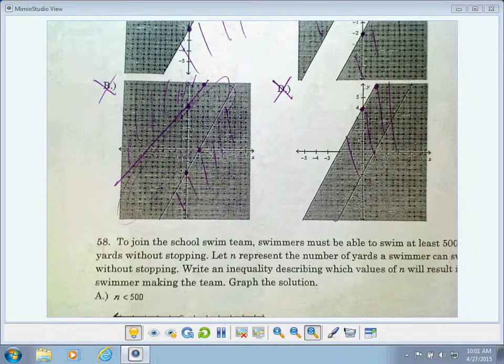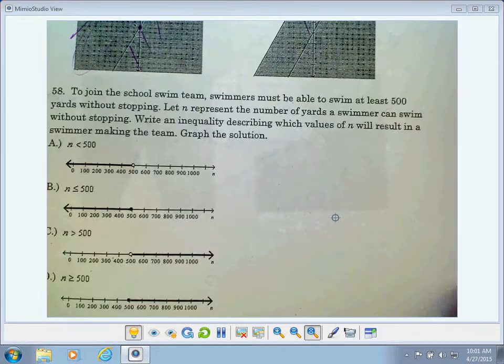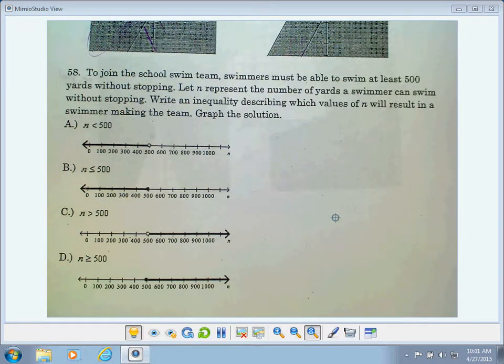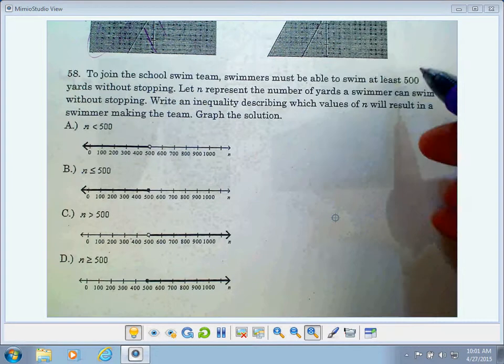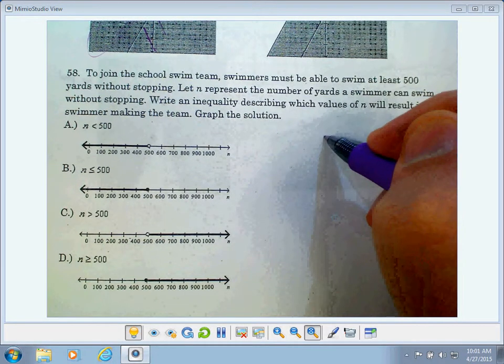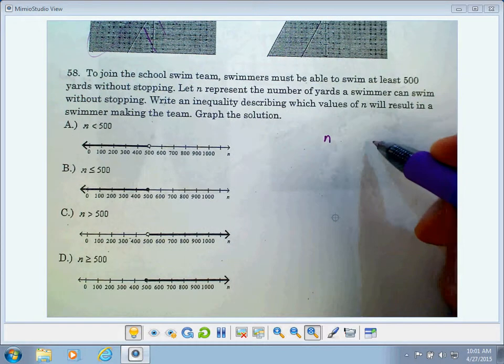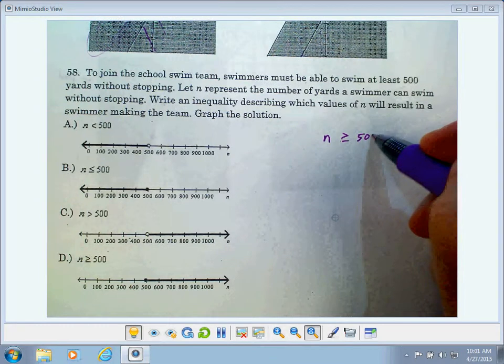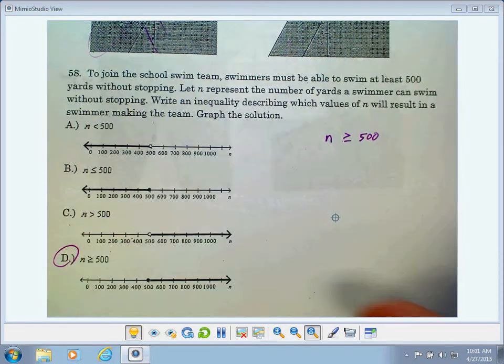Okay, let's look at number 58. Back to number lines again. It says to join the school swim team, swimmers must be able, we just did this one. I think they got a repeat here. Well, you guys got lucky, right? They have to swim at least 500 yards. n greater than or equal to 500, right? Remember that one too. Got a repeat in there. Sorry about that, guys.